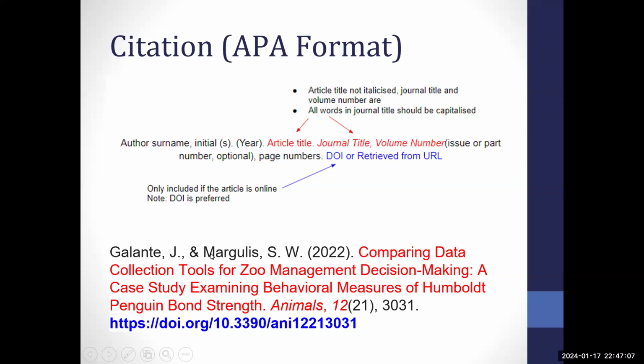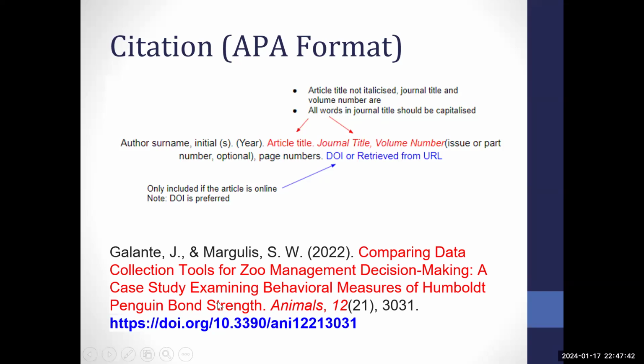You can see here that I wrote out the citation for the previous slide, the article that we were looking at. The title of that paper was Comparing Data Collection Tools for Zoo Management Decision Making, a case study examining behavioral measures of Humboldt penguin bond strength. And it was written by Galante J. and Margulis S.W., and it was published in the year 2022. So you can see all that reflected right here within our citation.